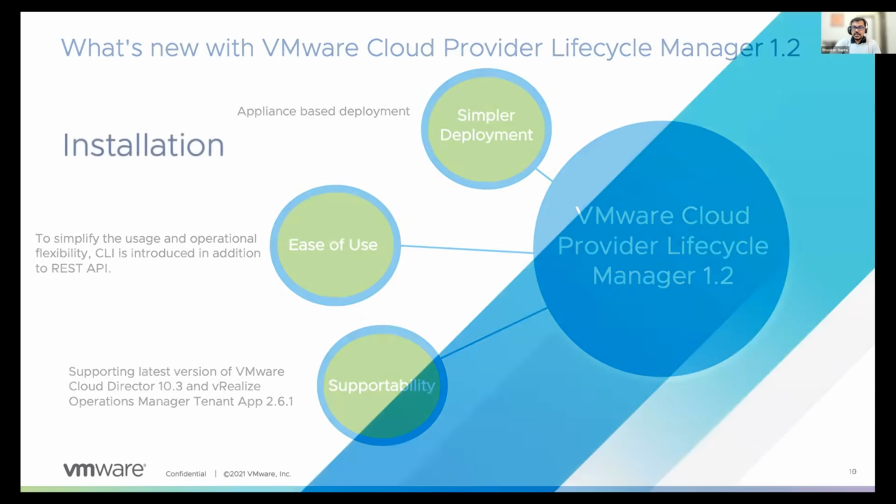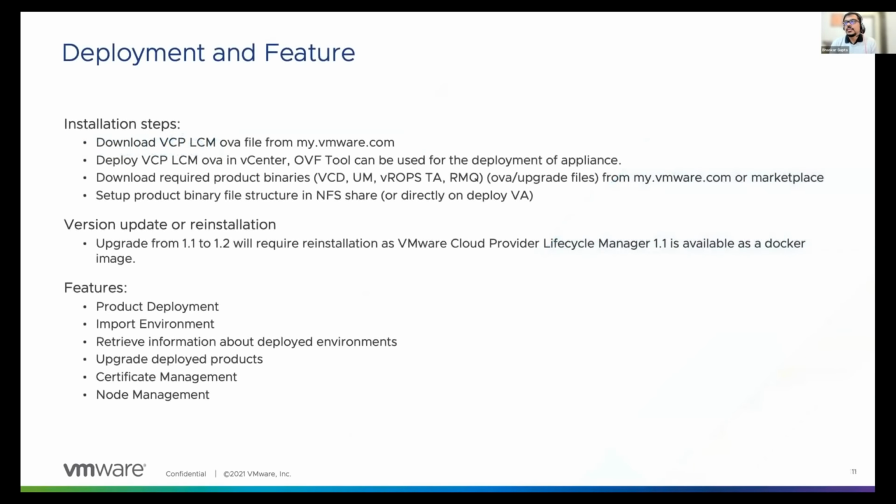Now, I want to talk quickly about the deployment. Deployment is pretty simple. Now with the appliance, all you need to do is download the OVA, and you can use the OVF tool for the deployment as well. We have a very nice document which states the step-by-step procedure. We can follow that and download the product binaries, as I said earlier in the architecture. You have to get it from the marketplace or VMware and copy it in a specific folder structure, without which the tool won't understand and it might fail. So you have to follow that binary structure.